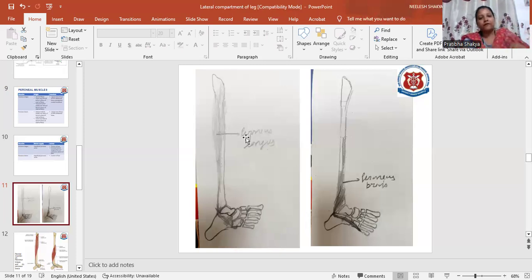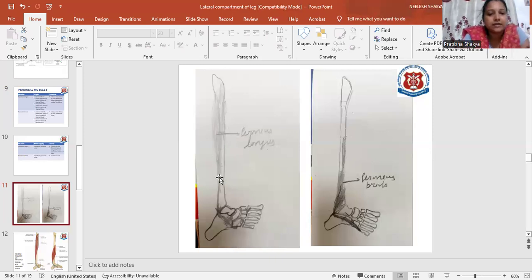Now, we read about the origin of the peroneus longus muscle. Peroneus longus muscle takes origin from the head of the fibula, and upper one third part of the lateral surface of the shaft of the fibula, and the posterior half of the middle one third of the lateral surface of the shaft of the fibula.